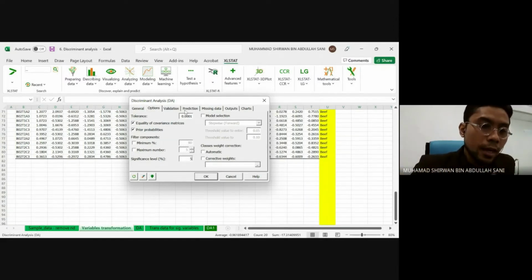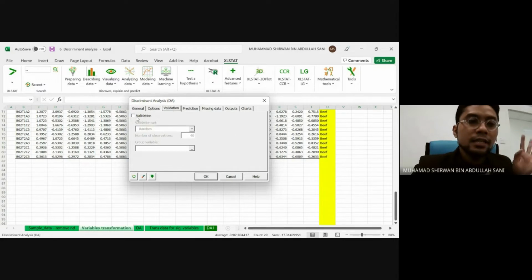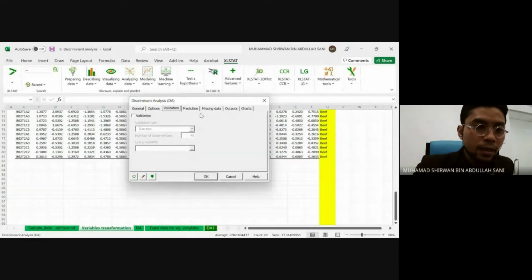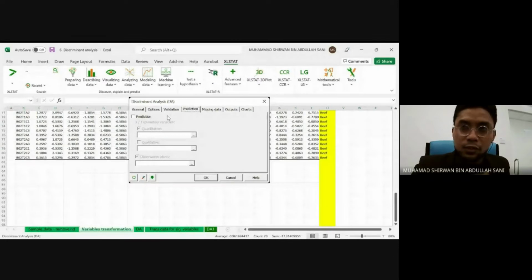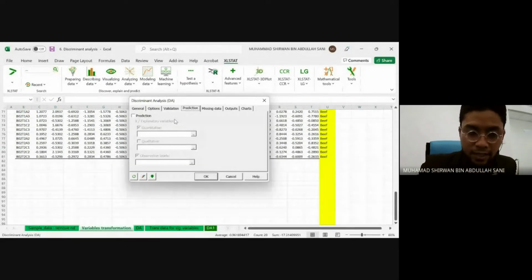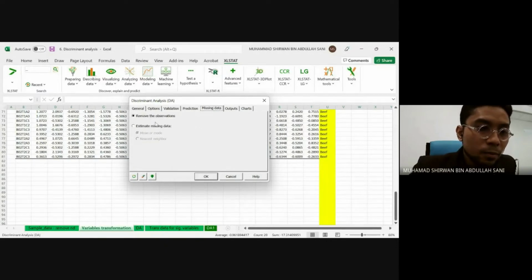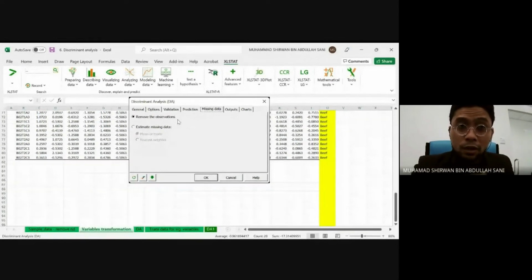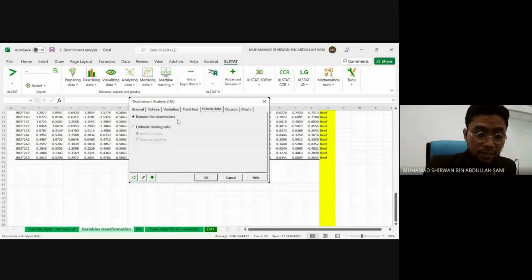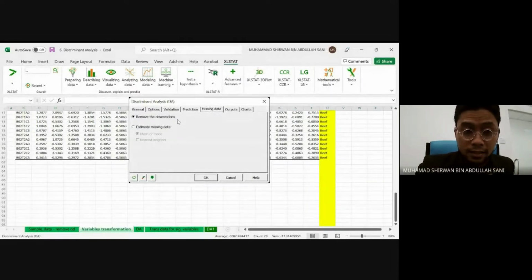Okay, and then go to validation. Validation DB, jangan klik apa-apa. Click nothing there. Prediction as well, we don't want to predict at this stage. Belum lagi, kita tak nak predict lagi. Okay. And then for missing data, remove the observation or estimate missing data, just use remove the observation. Because in the first place, we already conducted transformation, so sepatutnya memang tak akan ada issue lah. It shouldn't be any problem with the data itself.